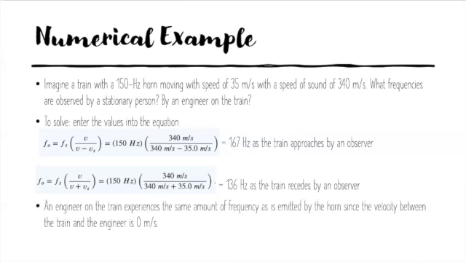To an engineer on the train, the frequency experienced is 150 hertz. This is because the velocity between the engineer and the train is 0 meters per second. So we get F sub naught equals 150 hertz times the quantity of 340 meters per second divided by 340 meters per second. Since the velocities in the numerator and the denominator cancel out, we are left with 150 hertz, which is the original frequency. In this case, F sub naught equals F sub S.